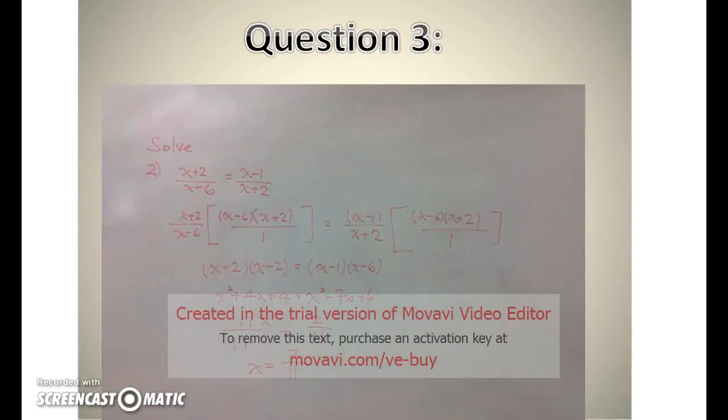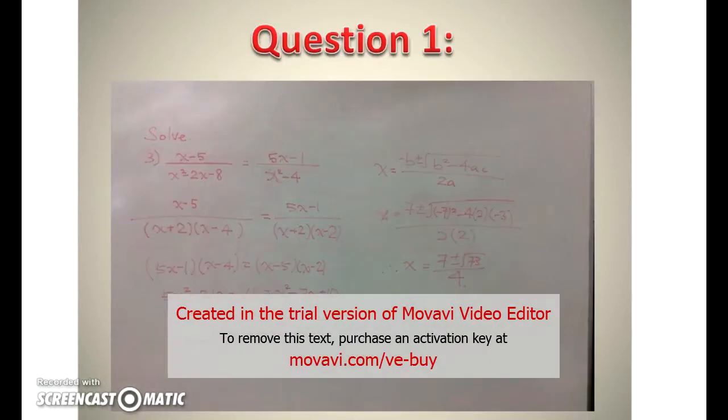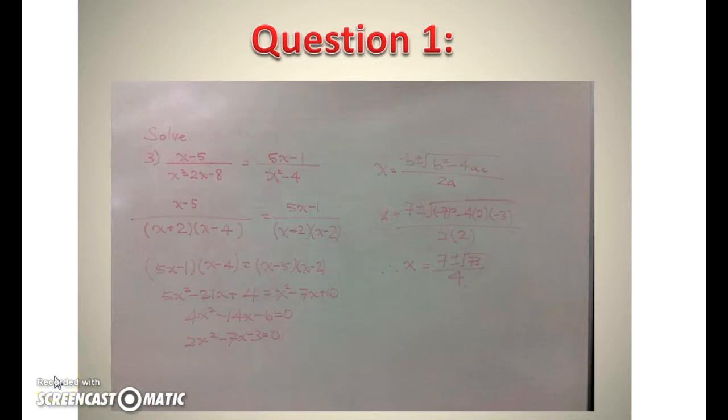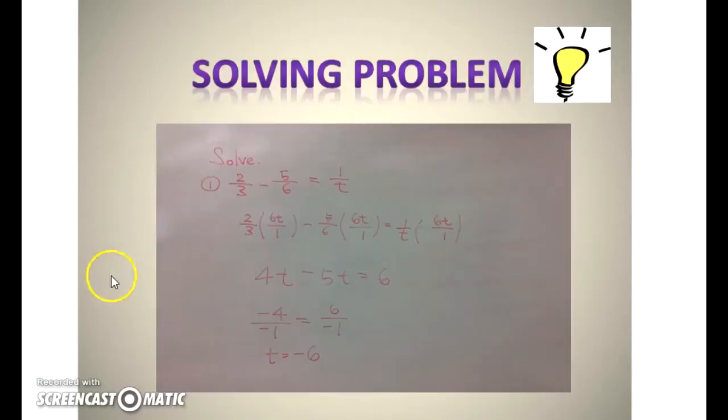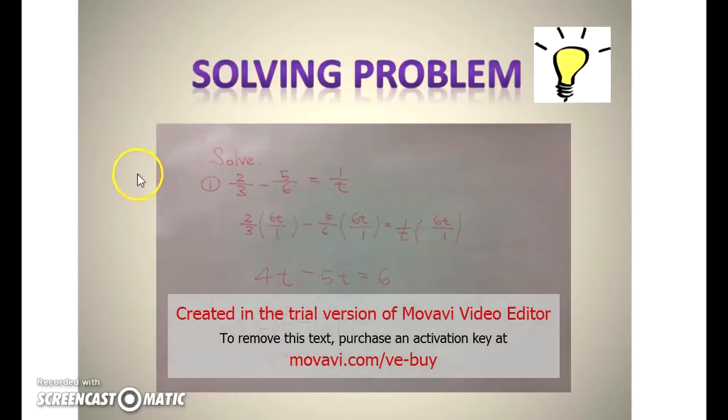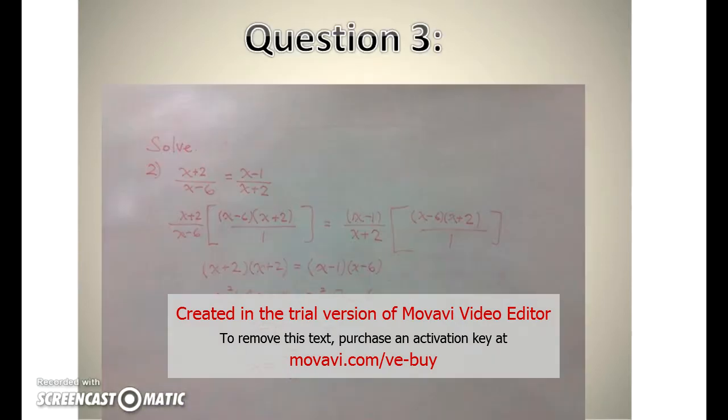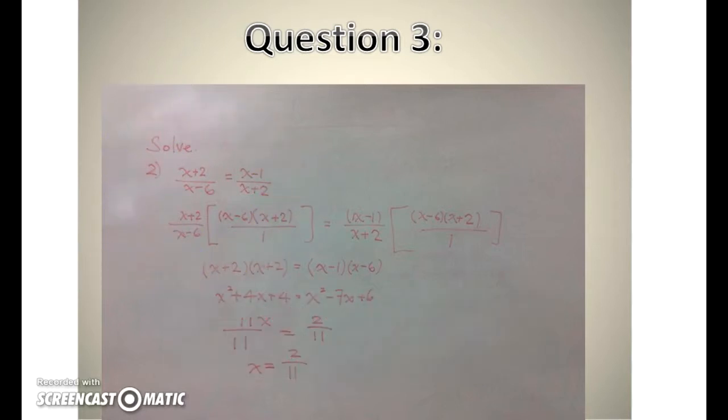Let's have an example. (x minus 5) over (x squared minus 2x minus 8) equal to (5x minus 1) over (x squared minus 4). Solve this question. Next question. 2 over 3 minus 5 over 6 equal to 1 over t. Let's do another question. (x plus 2) over (x minus 6) equal to (x minus 1) over (x plus 2).